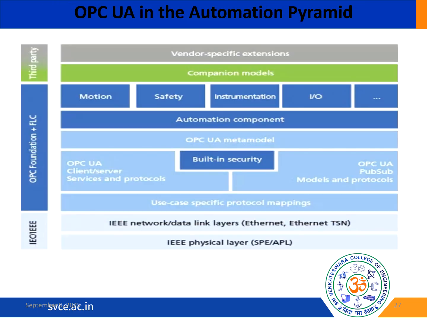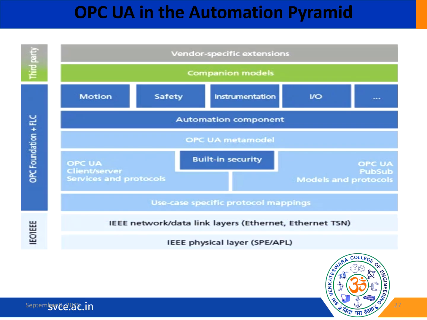So next we'll go for OPC UA in the automation pyramid. Here we can see so many layers. The first layer is the IEEE physical layer. Next we have the network or data link layer, and next we have the use case specific protocol mappings. Built-in security is also represented along with OPC UA. We'll be using the client server model as well as the publish subscribe model, where the client server model provides services and protocols, and the publish subscribe model provides models and protocols.